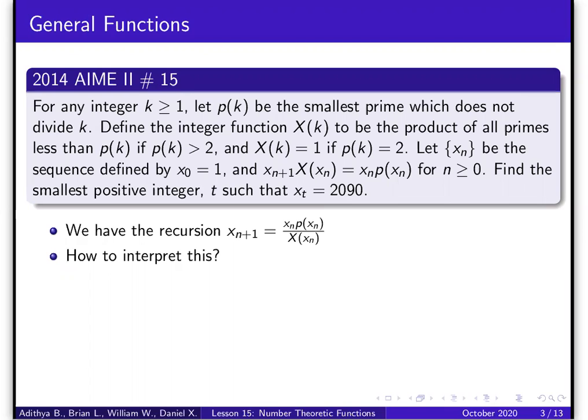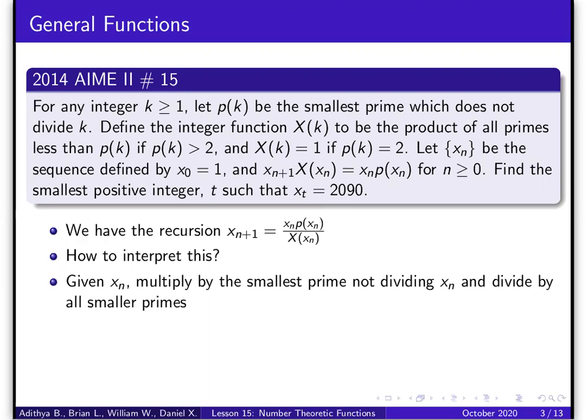In particular, if we have an x sub n, then the factor of p sub x sub n at the top means that we find the smallest prime that doesn't go into x sub n and multiply it. And then the denominator tells us that we're going to want to divide out all primes less than it. So essentially, if we have a term of the sequence, to find the next term, we have to multiply by the smallest prime that doesn't divide this term, and then take out all the smaller primes.